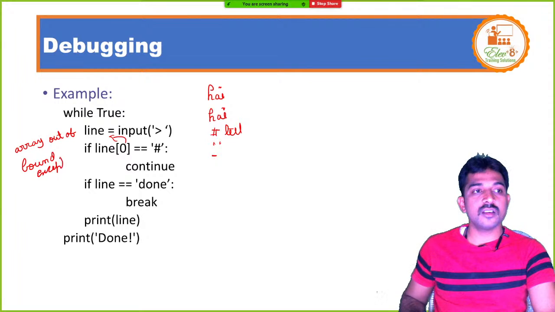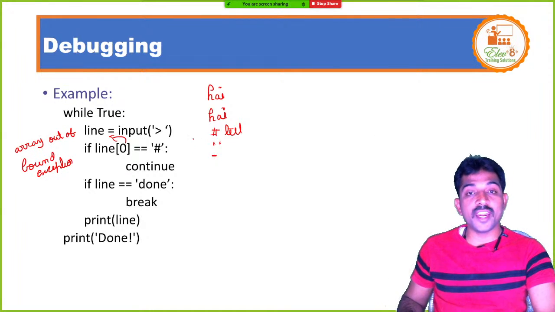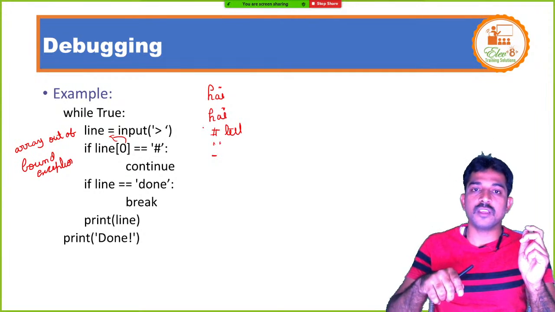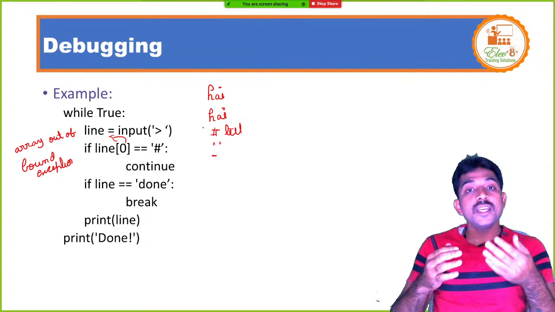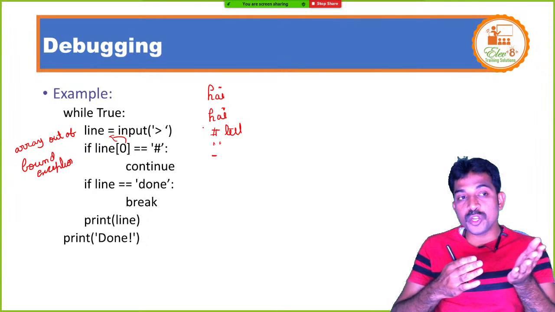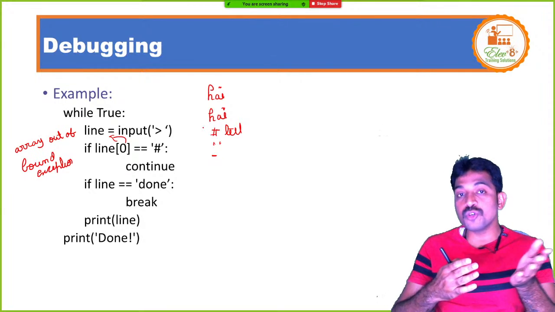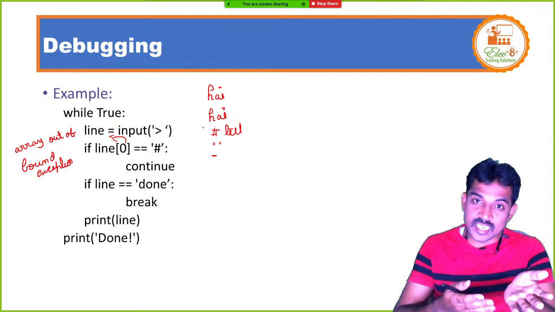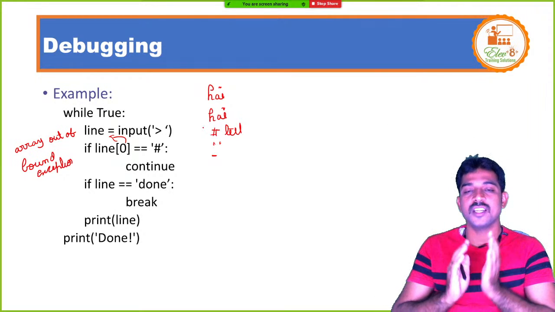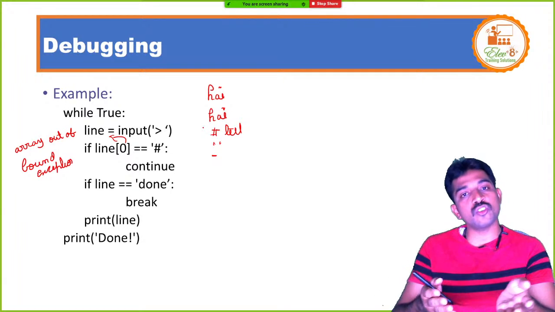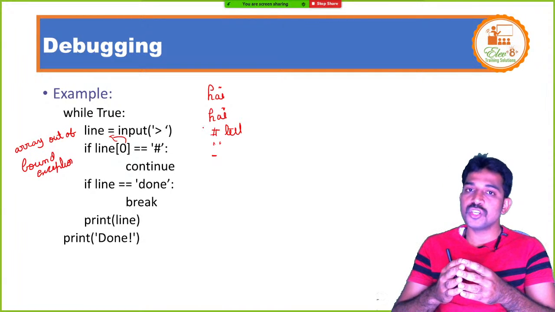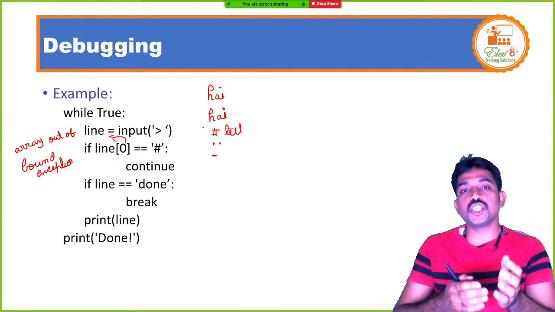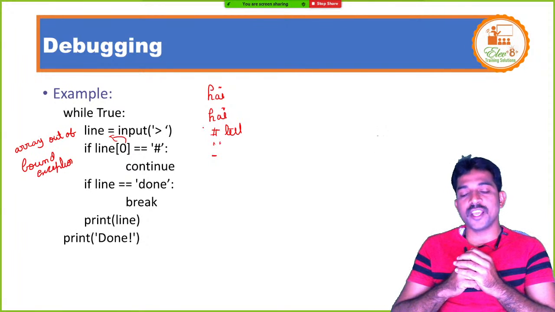Is this clear? Why am I getting this error? If I enter nothing, I just press enter, what happens? It is going to compare line of 0, but I didn't enter anything. That is an empty string. For an empty string, there is no index of 0. If there is no index of 0, it simply shows an error: array out of bound exception.